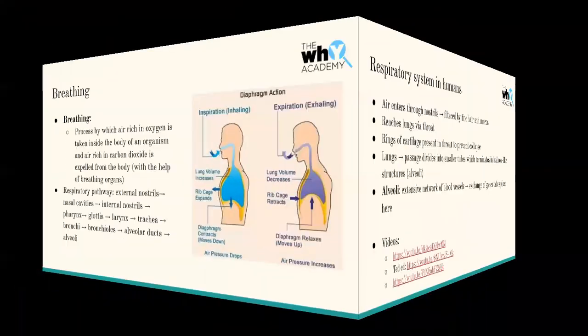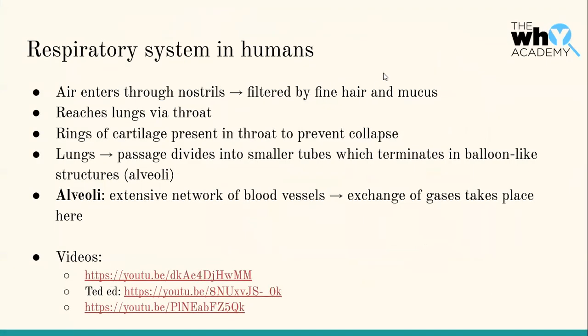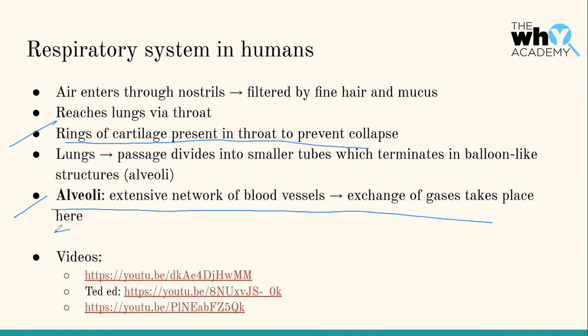Okay. Right. Okay, so the same thing is given in points. That entire pathway which was condensed there is given in more points here. You can write this point. Just write what is alveoli. Other things you already know. There's nothing extra given. Write this also. Rings of cartilage are present in the throat to prevent collapse, and write what is alveoli. Other things are not required.